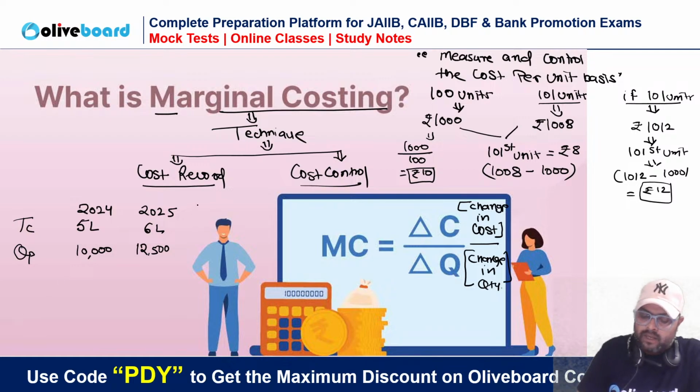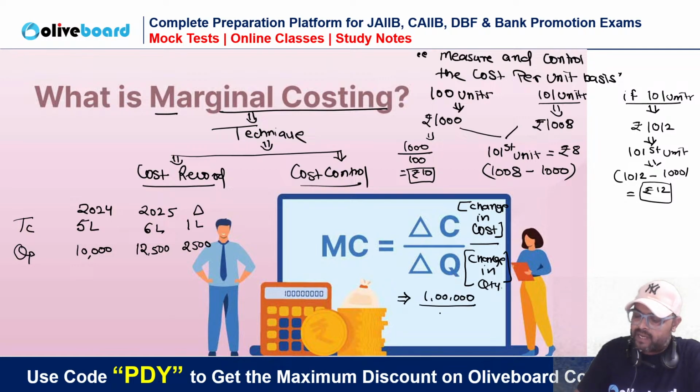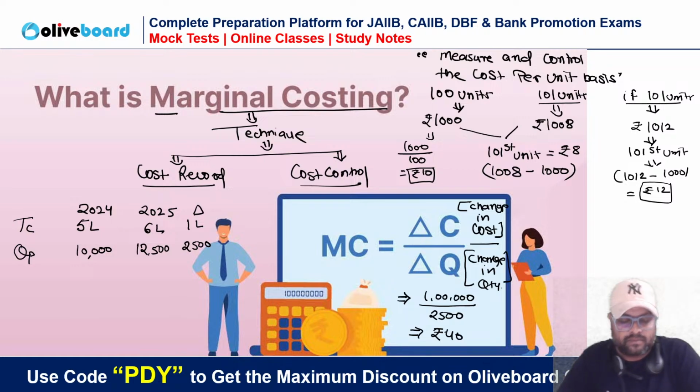So let's calculate the change first. The change in the cost is 1 lakh rupees, and the change in the quantity production is 2,500 units. Now if we put the things in this particular formula, the change in cost is 1 lakh and the change in quantity is 2,500. That makes it rupees 40. So your marginal cost of the production is 40 rupees. This calculation they can ask from you in the exam.